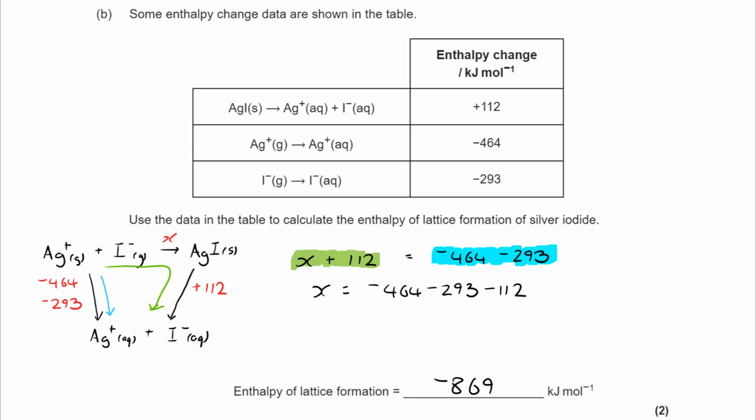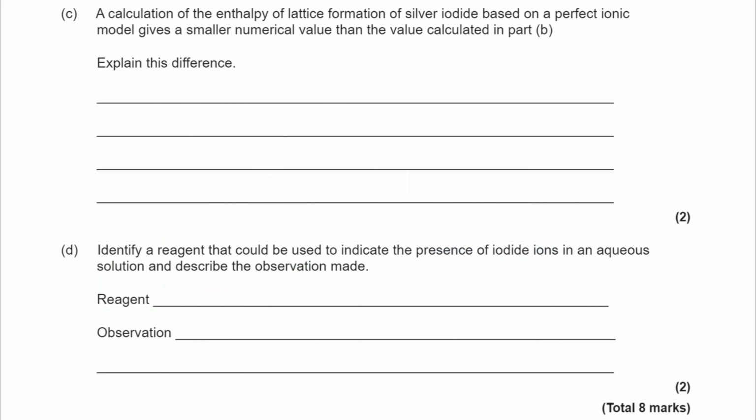On to C, and we're talking here about the calculation of the enthalpy of lattice formation of silver iodide based on a perfect ionic model, which gives a smaller numerical value than that we've calculated. Perfect ionic model is basically saying that there is only ionic character.